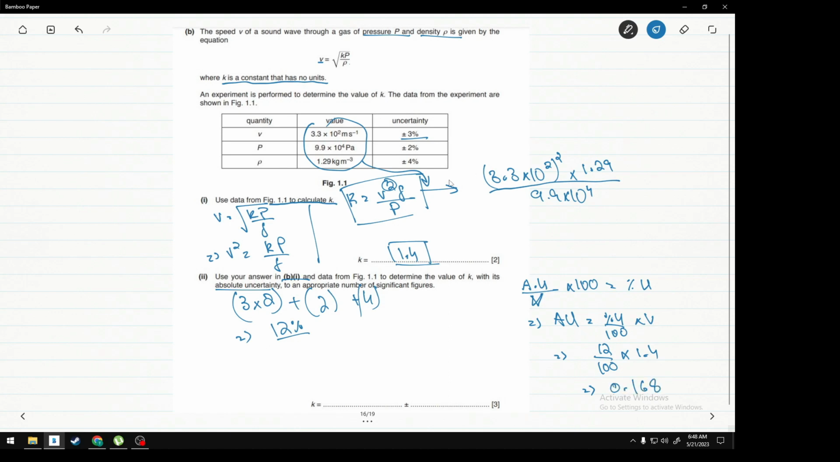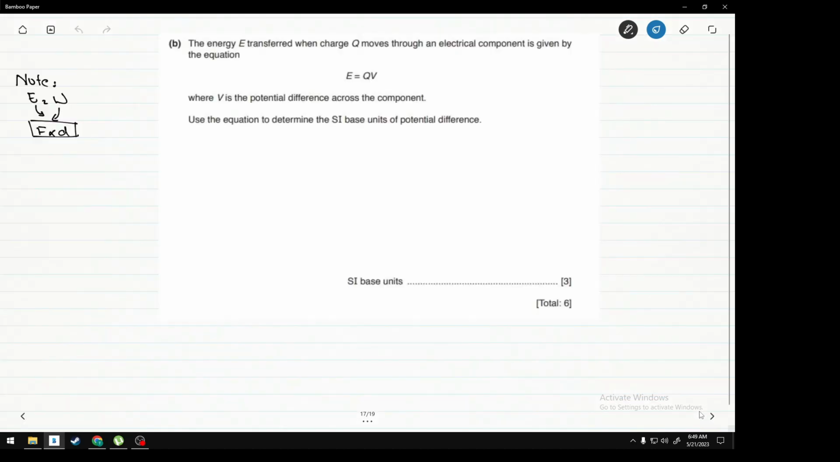0.168. Now, in the question, we had info in both 2 decimal places and 1 decimal place. So you can choose how you want to answer this. But the first thing is just write 1.4 here, because the value of K was 1.4. Now the uncertainty is this, right? Absolute uncertainty. Now you can write 0.17 here, or you can write 0.2, because the question has given you 1 decimal place and 2 decimal places, so it's your choice. But I suggest when there's a 2 decimal place, you give your answer in 2 decimal places, right? So let's move on.